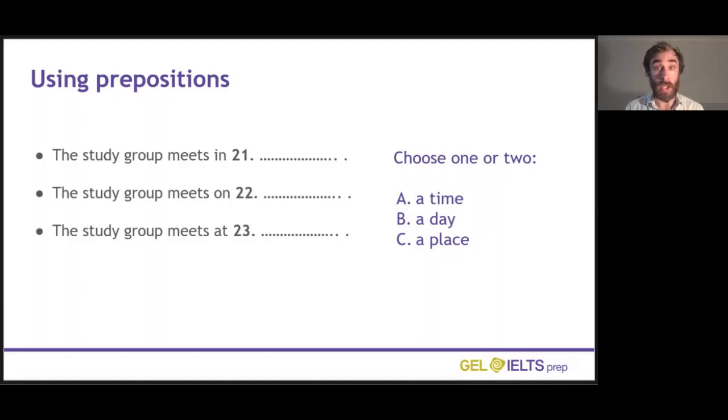Question 23 could be a time, A, the study group meets at 6 o'clock, or it could be C, a place. The study group meets at the cafeteria. So both of those could be possible. So when you're listening, you'd be listening out for both of those.